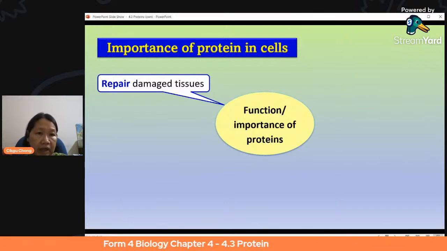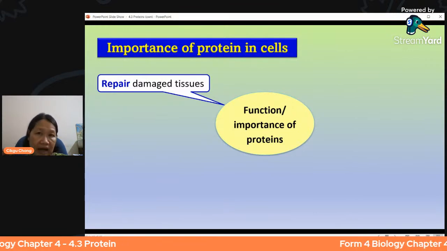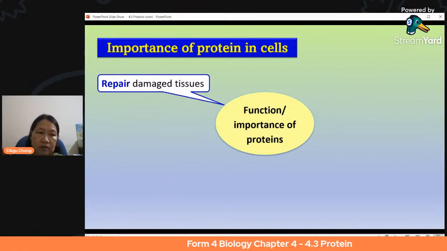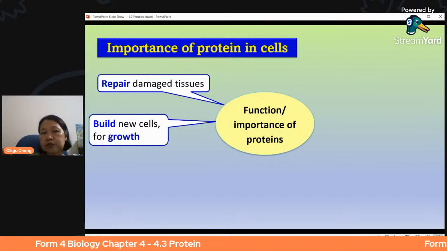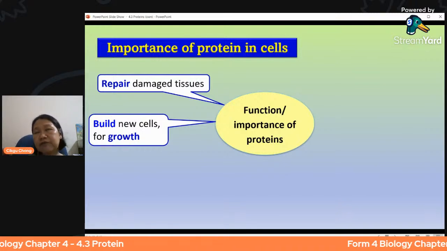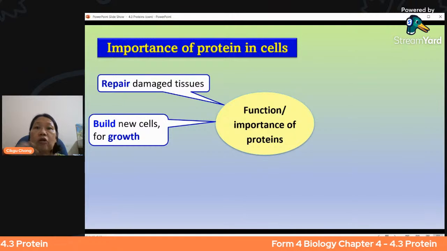So in order to make the cells, you need to have the basic building blocks of life. We call it protein. You need to have amino acid to make new cells. Okay, so building new cells, this is for injury. Repairing damaged tissue is also for injury. Building new cells is also for another purpose, growing.